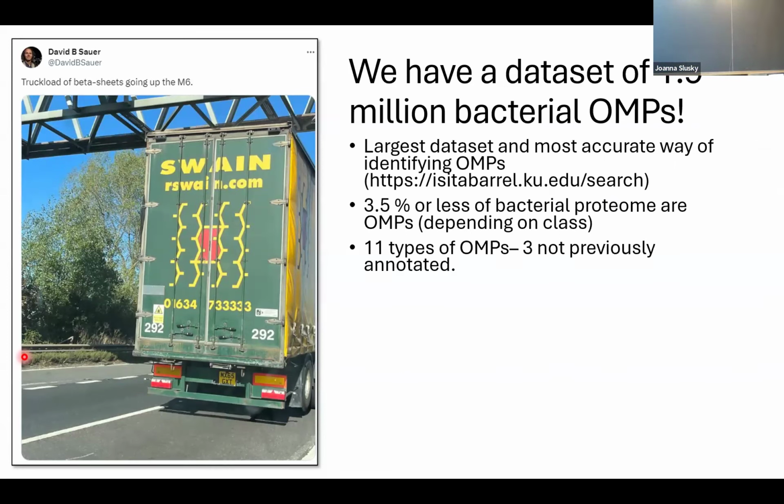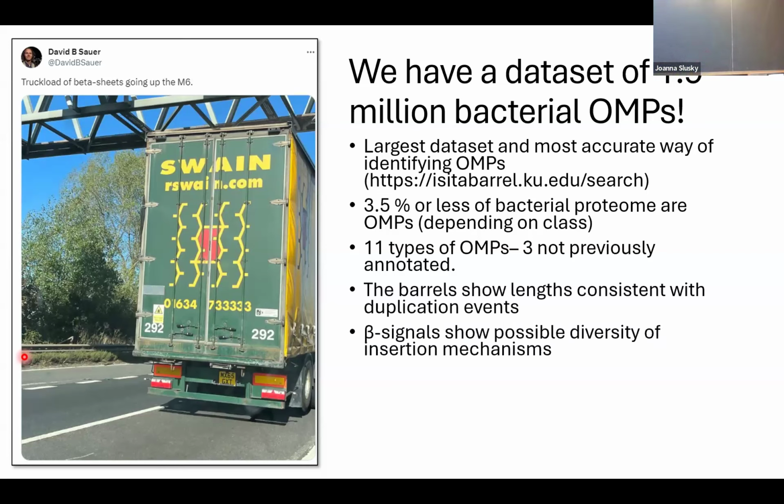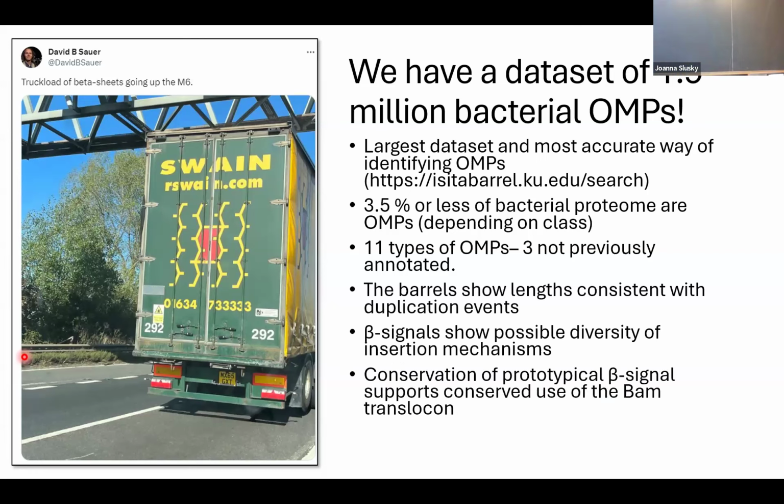And 11 types of outer membrane proteins seem to exist and seem to have convergently evolved onto that fold. Some of them may be related to each other. We haven't found that relationship yet. Three of those types aren't even previously annotated. And the barrels show lengths consistent with duplication events. And the beta signals show possible diversity of insertion mechanisms, while the conservation of the prototypical beta signal supports conserved use of the BAM translocon.